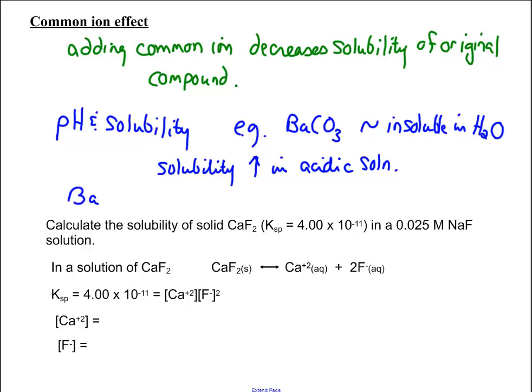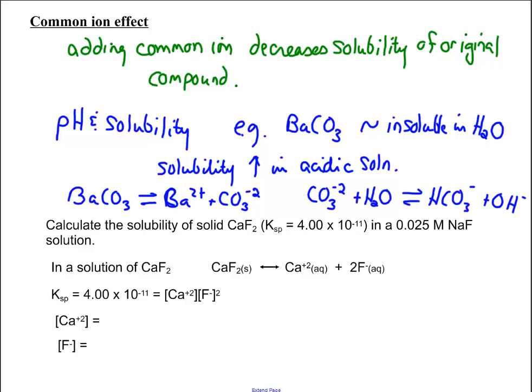I have the barium carbonate equilibrium where I have barium ions and carbonate ions. And then I also have carbonate ions reacting with water. Since that carbonate is now participating in two different equilibria, it's going to increase the solubility of the barium carbonate. Carbonates are being pulled into the second equilibrium with water, and that is pulling more barium carbonate solid to dissolve. So common ion can either increase or decrease the solubility of a compound, and we'll modify that to say, in most non-pH related cases.